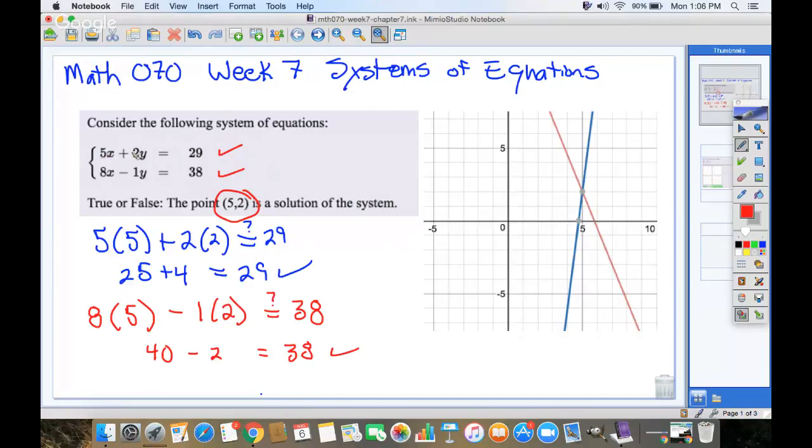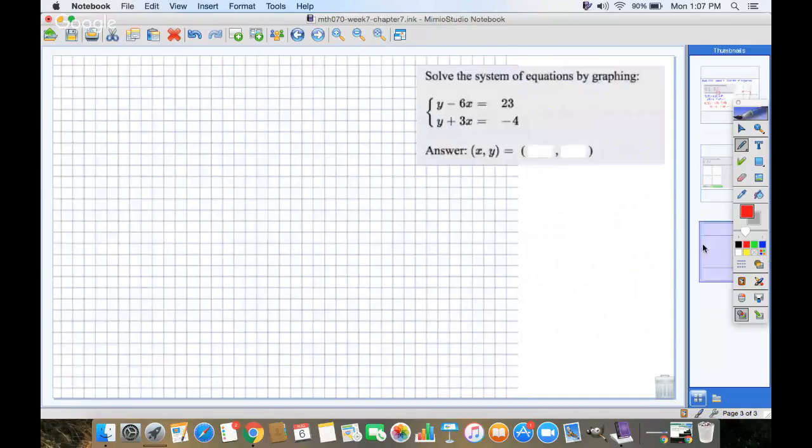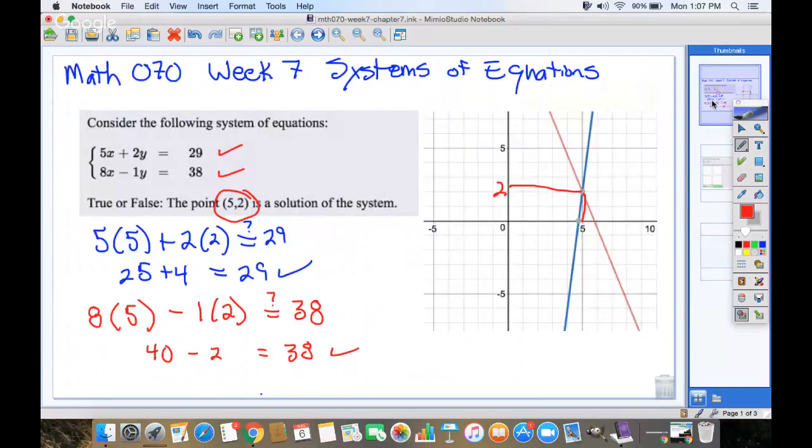The first equation right here is this red line. The second equation here is this blue line. And you can see that my computer graphing system here marked this point, which appears to be x equals 5 and y equals 2 there. So I can confirm graphically that that's the solution. So finding a solution, there's a few different ways we can do that. Sometimes we can graph and find the solution.